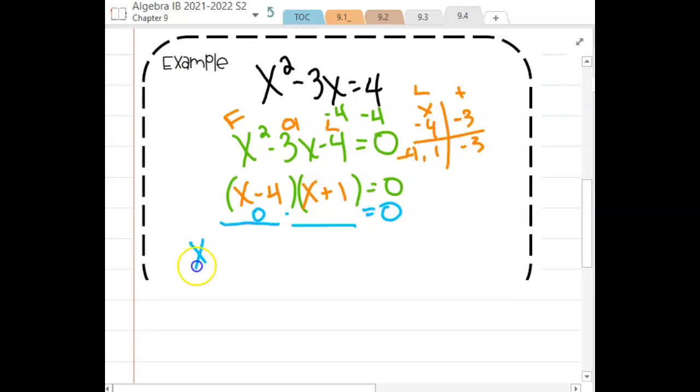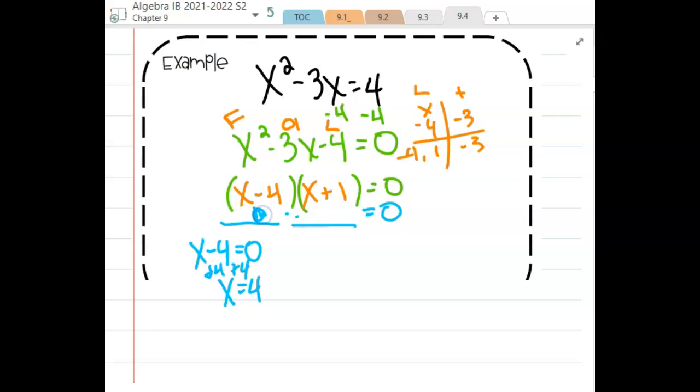So I need to figure out if x minus 4 is 0, what would x be? So we're going to set x minus 4 equals 0. We're going to add 4, and we get x equals 4. That's one of your answers. But here's the thing, maybe x minus 4 isn't 0.